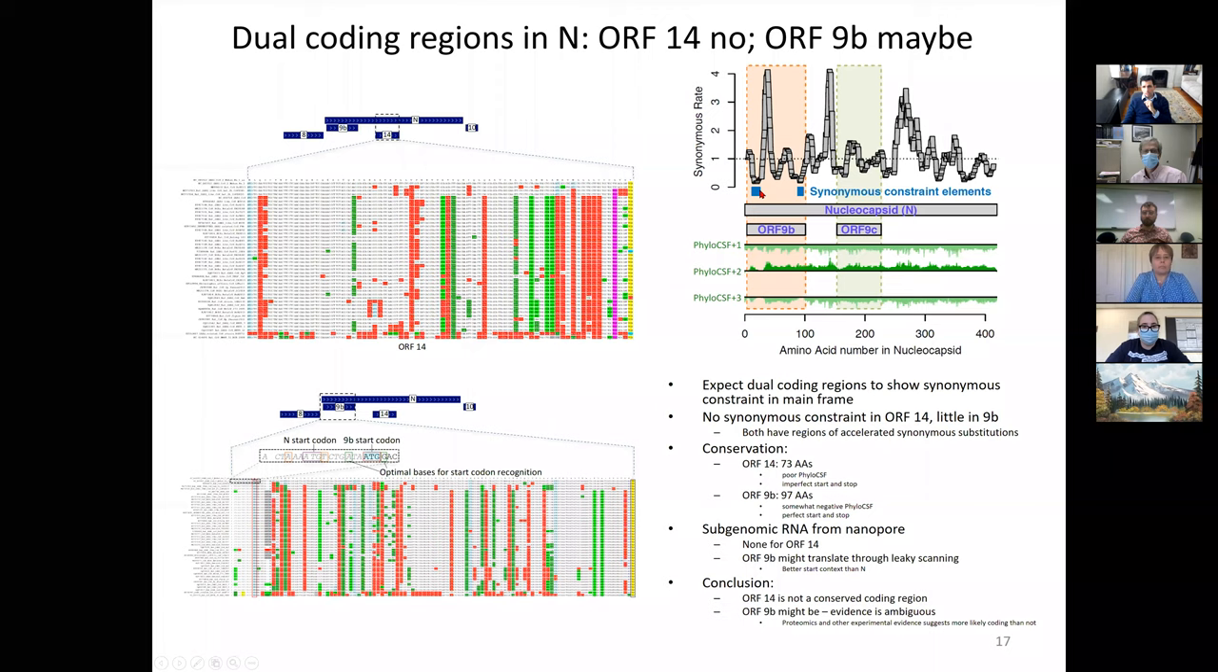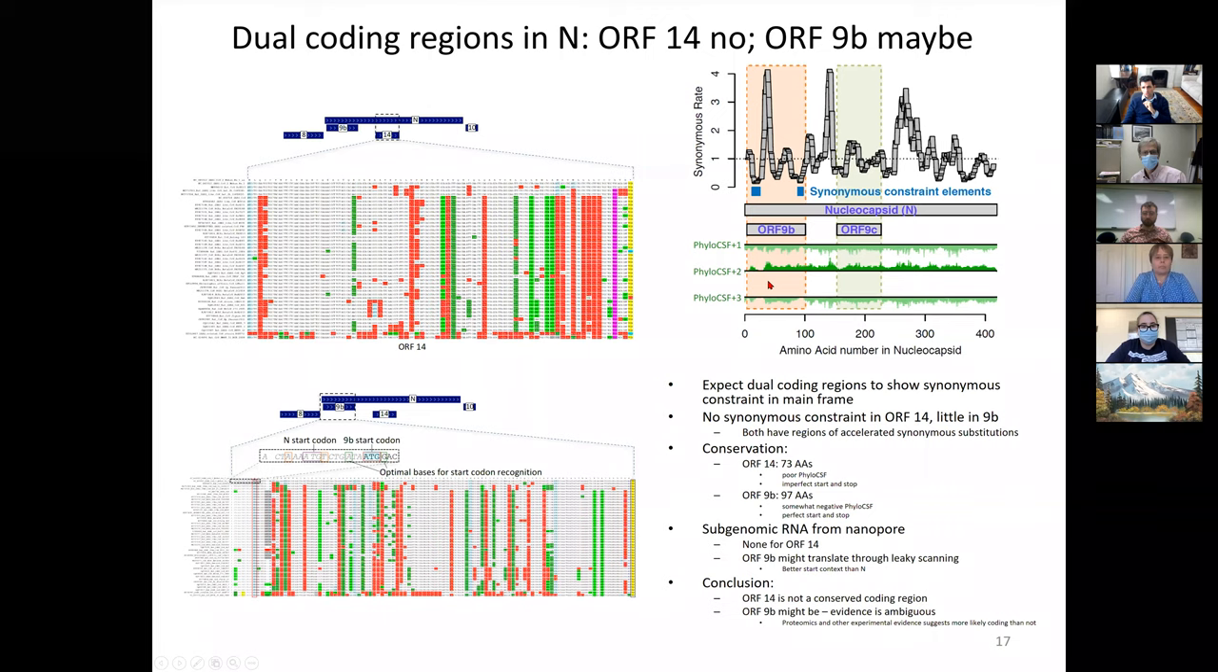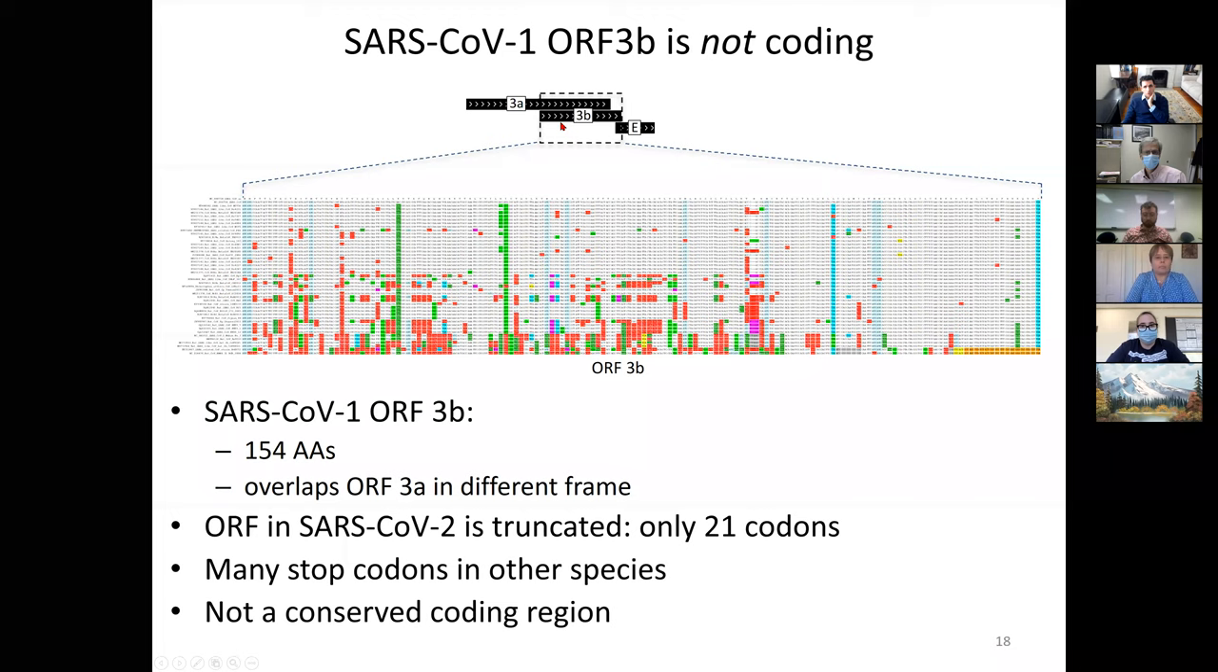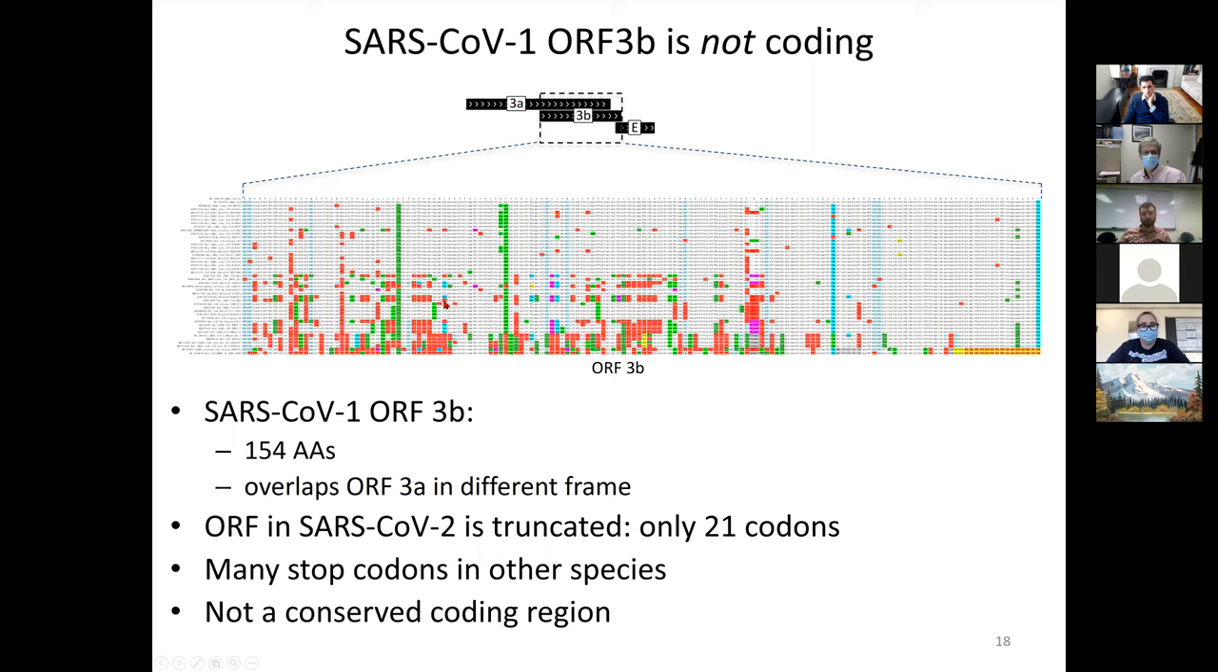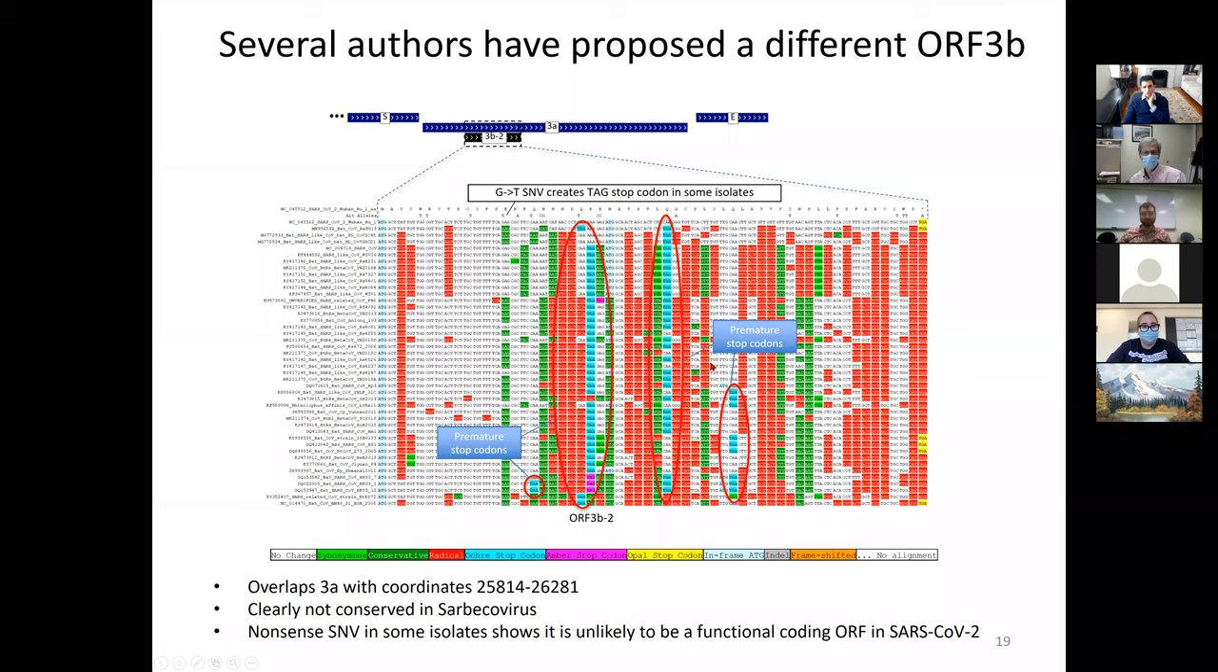Synonymous constraint is very clean in two regions of ORF9B, but not in ORF9C, in these nine-codon windows, suggesting that ORF9B is indeed protein coding, but ORF9C is not. And there's another prediction, ORF3B, which overlaps 3A and part of E, that does not appear to be protein coding based on these evolutionary signatures. Another ORF has been proposed, but it has multiple premature stop codons. Again, this is very strongly rejected.